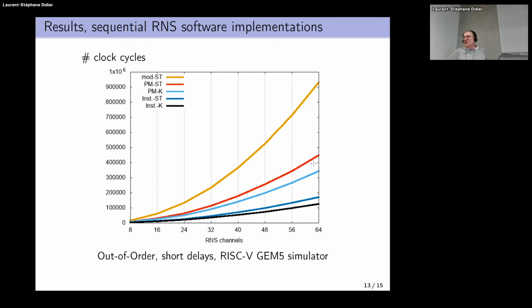So we see that the Kawamura base extension is slightly faster than the Shenoy and Kumaresan, so the mixed radix base extensions. The Yarshi is the same, so the speed up is quite independent of the base extension used.